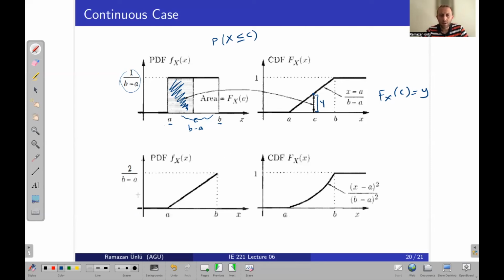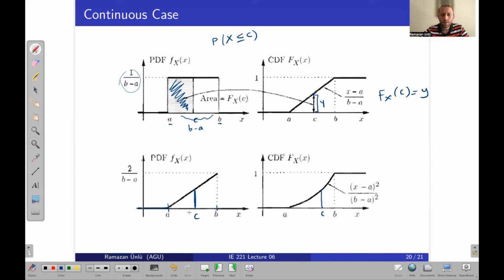So this is another example. Let's say we have a PDF, f of x, a small f, and until some point the probability will be 0, and then the range of x starts from A to B. Okay. Again, any point C, let's say the C is here.